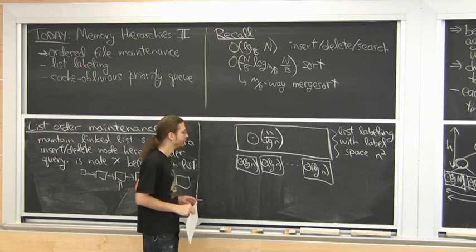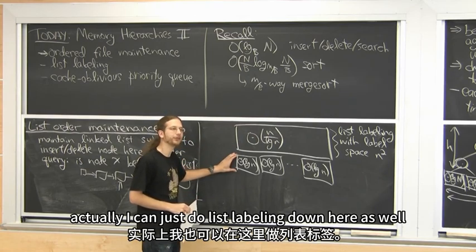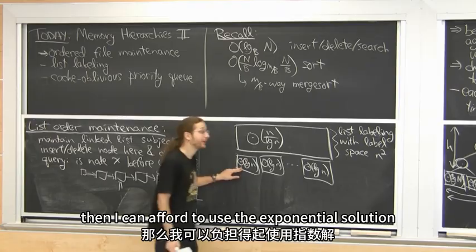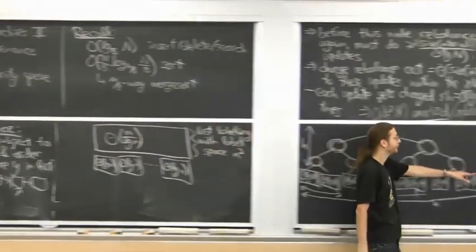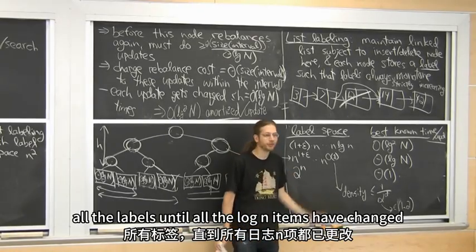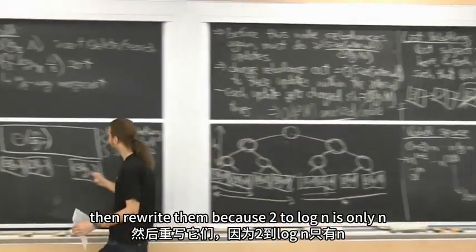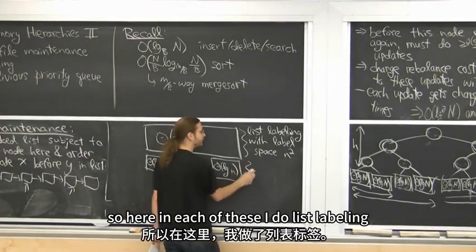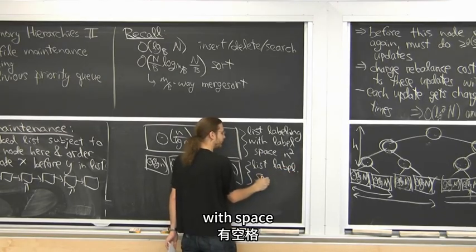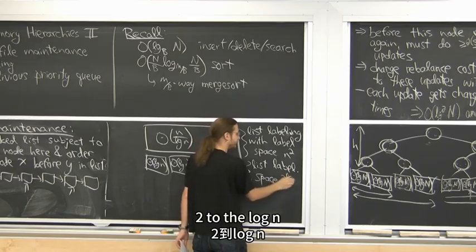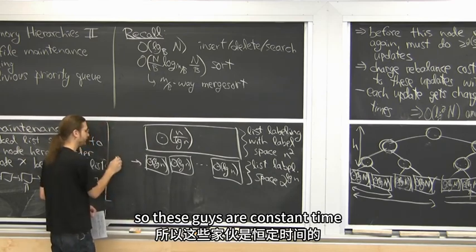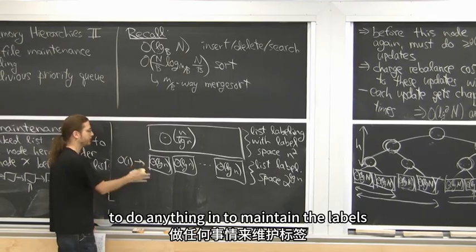Actually, I can just do list labeling down here as well. So if I'm only storing log n items, then I can afford to use the exponential solution, the trivial thing where I just bisect all the labels until all the log n items have changed, then rewrite them. Because 2 to the log n is only n. So here, in each of these, I do list labeling with space 2 to the log n, also known as n. So these guys are constant time to do anything in, to maintain the labels.